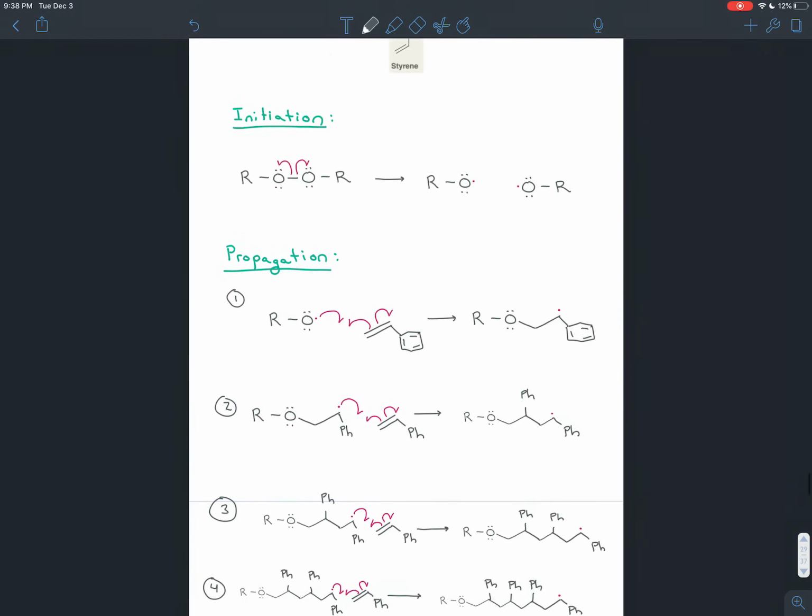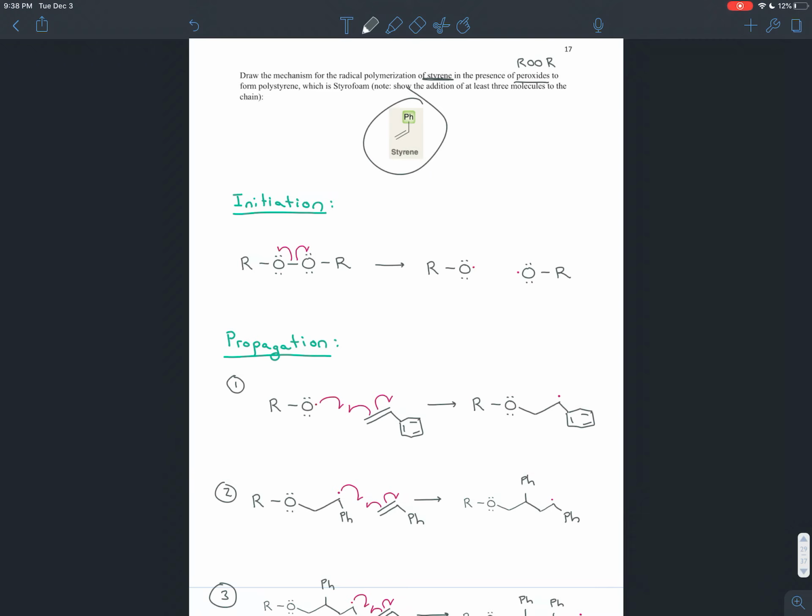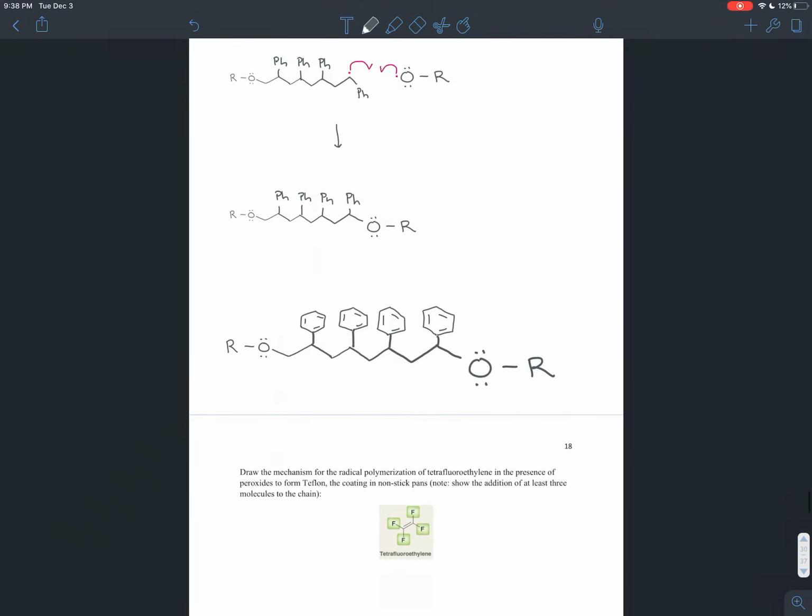But here, when we use styrene, those rings create a lot of empty space, and so this polystyrene will form a sort of airy, fluffy polymer, styrofoam.